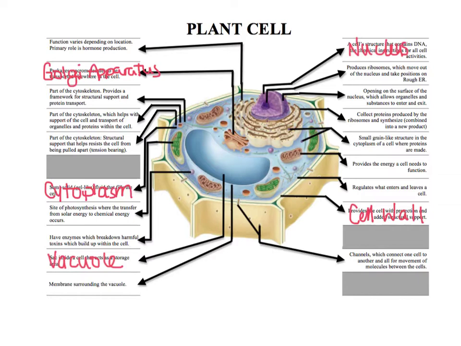Jordan. Right under the cytoplasm is where the chloroplast is. Okay, good. So the site of photosynthesis, where transfer from solar energy to chemical energy occurs, that's pointing to the chloroplast. There's multiple of them drawn on here, but that is a chloroplast.